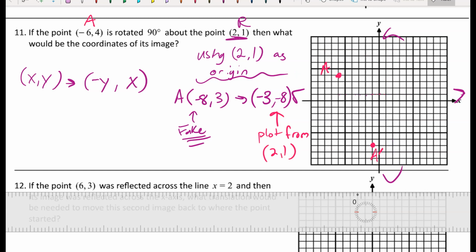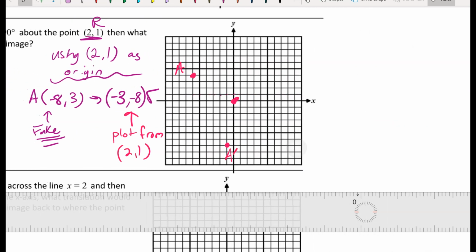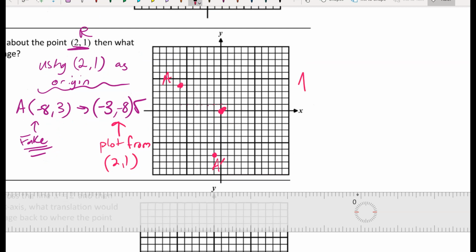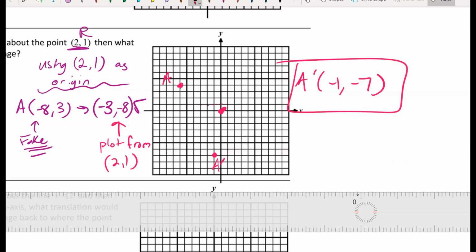So I have the luxury of being able to erase here. You don't, so you just have to count carefully. But I want to count what the real coordinates of A prime are. And if I count, I go left 1. And if I count down, looks like it's down 7. So as I count from the original origin, the coordinates of that new point is -1, -7.